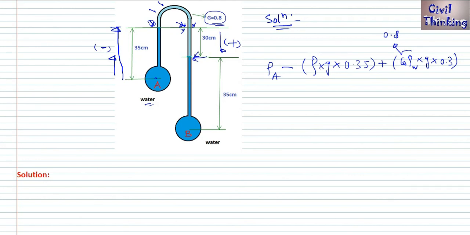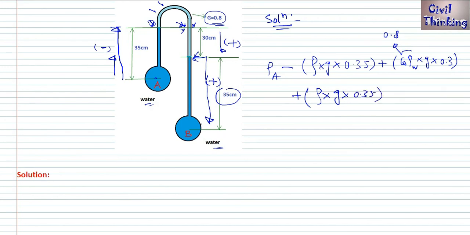Now we are here, and from here we are moving downwards. Again we are moving downwards, which means positive, right? When we move downwards we use positive, when we move upwards we use negative. Now we are moving from here to here. The height h is 35 centimeters, which is 0.35 meters. So we will use the plus sign again. Now this is water, from here to here this is all water. Rho means density of water multiplied by g multiplied by 0.35 meters.